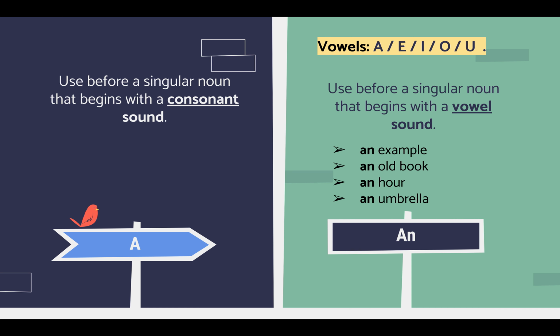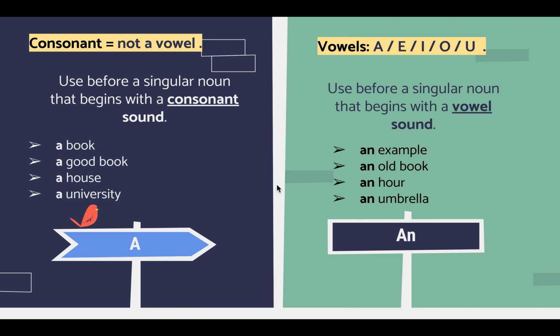Okay, the rule for a is similar. We use a before a singular noun that begins with a consonant sound. A consonant is the opposite of a vowel. So a consonant is any other letter that is not a vowel, so B, C, Q, R, P. There are way more consonants than vowels in English. A book. B is a consonant sound. We use a because of that.